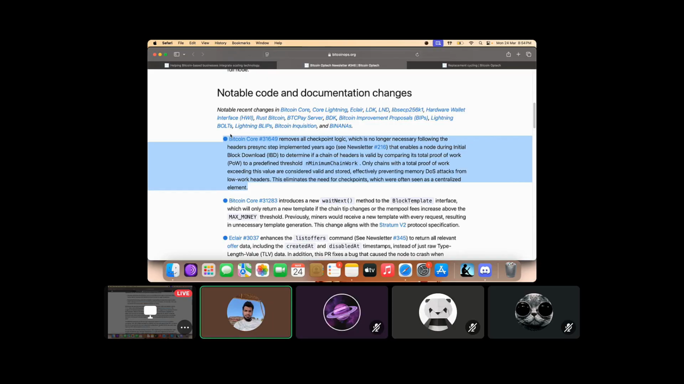This eliminates the need for checkpoints, which were often seen as a centralized element. I'm sure most people here know what checkpoints are. So previously we had these benchmarks in Bitcoin Core, which were known as checkpoints, right? If any of you run your own node, all of you should, we know that when we bootstrap a Bitcoin node, we sync up to the active chain tip, starting from the Genesis block to the latest block. We download the entire block history, right?